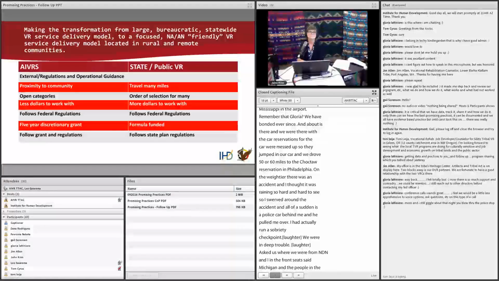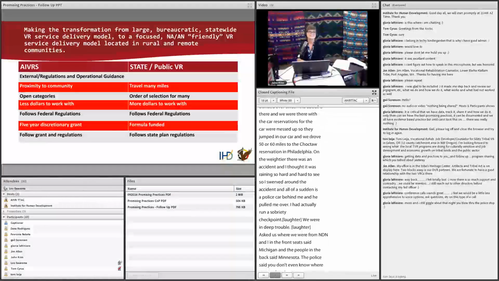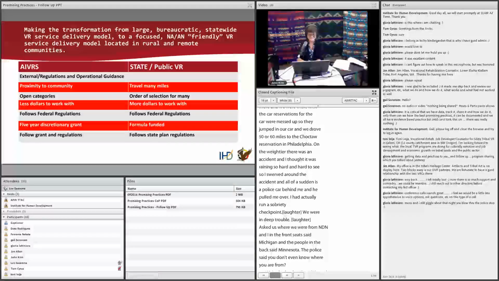She adds that Moss and I still giggle about the night that you blew through the police stop. It's only one of many stories.